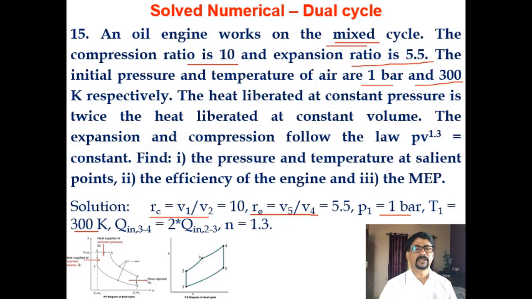Very interesting: the heat liberated at constant pressure is twice the heat liberated at constant volume. So the heat liberated at constant pressure, that is Q3 to 4, is twice the heat liberated at constant volume. So Q in 3 to 4 is equal to twice Q in 2 to 3. The expansion and compression follow the law PV to the power 1.3 is equal to constant, so n is equal to 1.3. You have to find the pressure and temperature at various points, the efficiency of this engine, and the mean effective pressure.